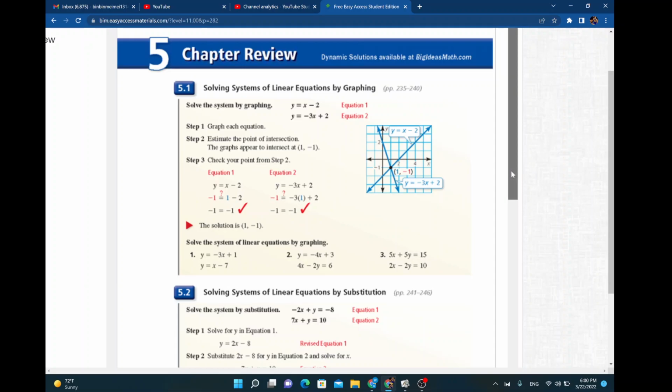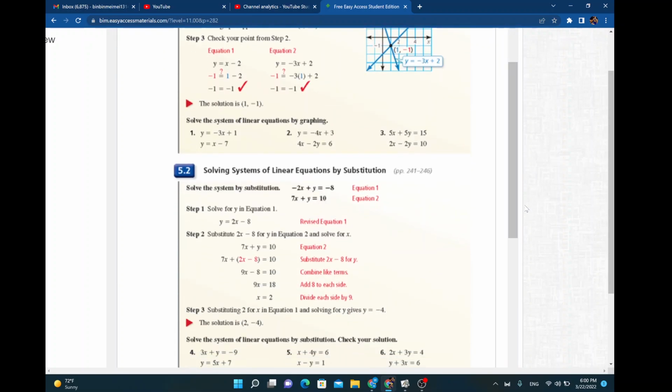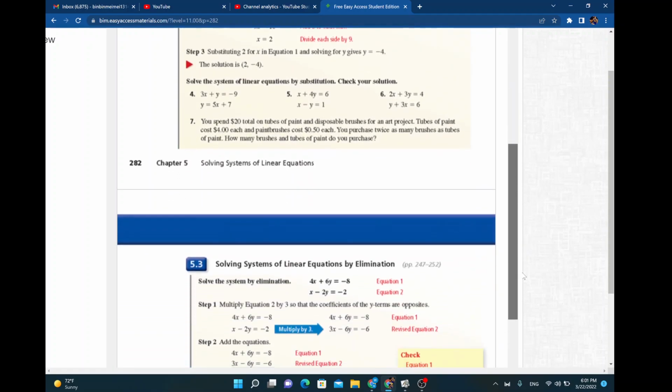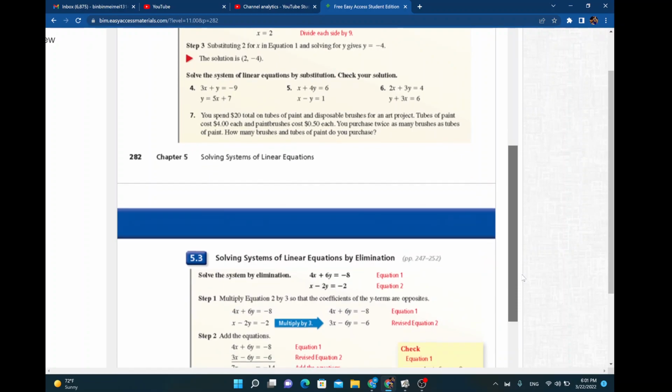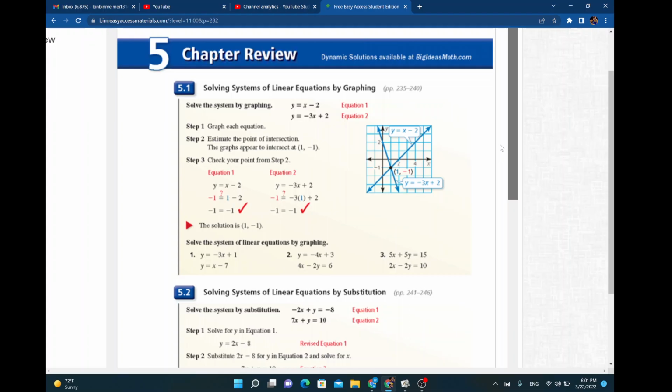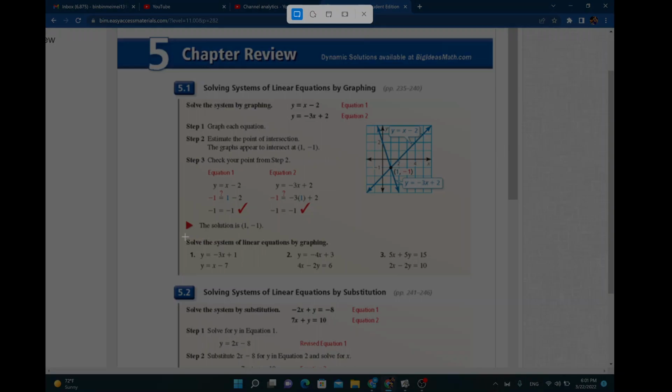Check it out for Chapter 5. This one is about systems of equations and inequalities. We just want to go through each section so you have a basic idea of what is happening in this whole unit. The one I've been using comes from Big Ideas Math. Let's start with the first couple of problems.